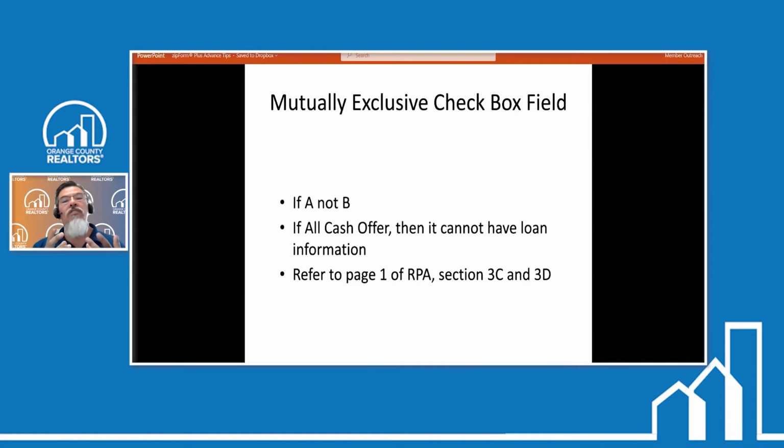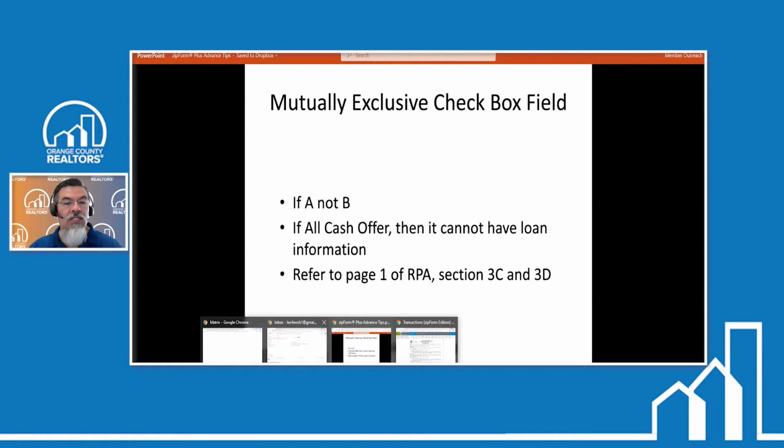Mutually exclusive checkbox field. Now this brings back memories from my logic class at my junior college long ago. Things that were just crazy to say out loud. Like if A, not B. All right, if A, not B. In this case, we're going to look at the RPA contract, residential purchase agreement. So if an all cash offer, then you can't have loan information. So there's no such thing as both. Let's look at page 1 of the RPA, section 3C and 3D.